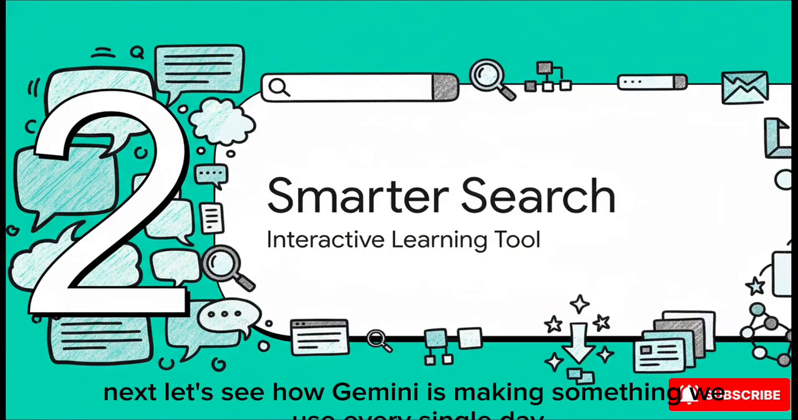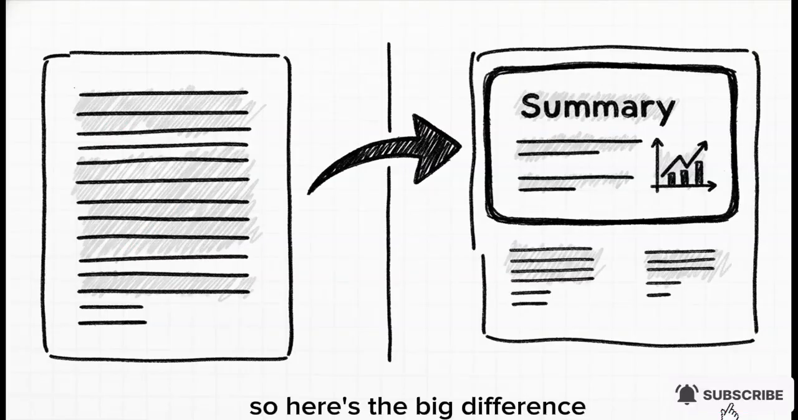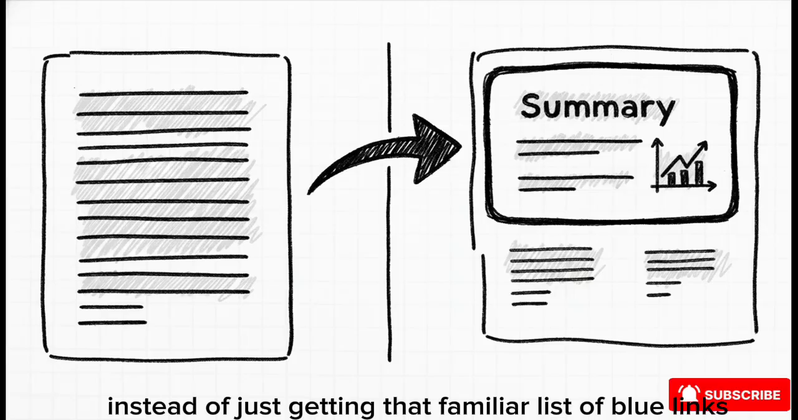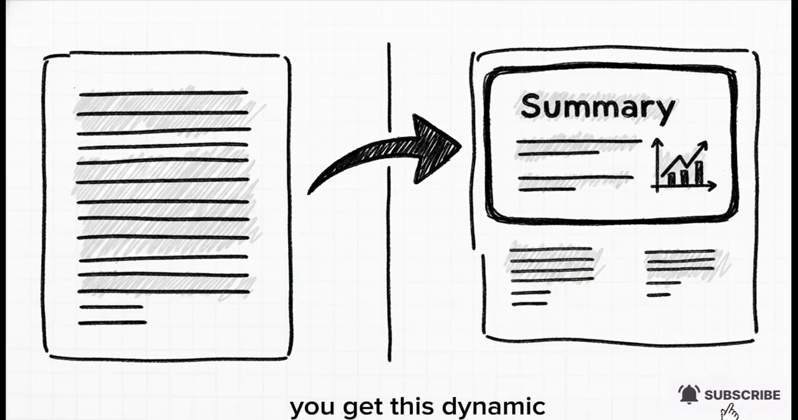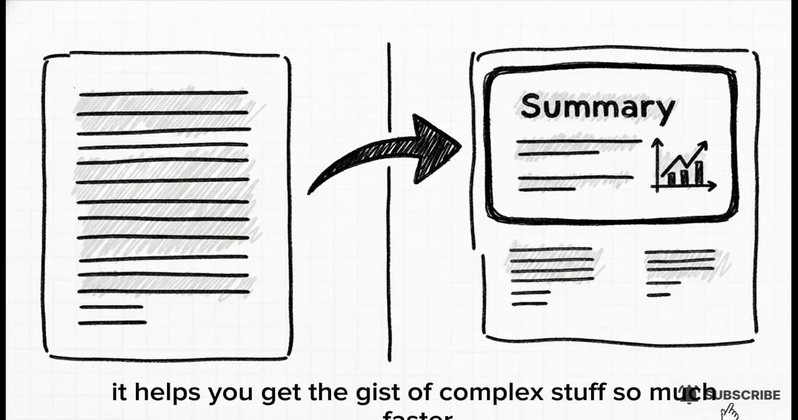Next, let's see how Gemini is making something we use every single day, Google Search, a whole lot smarter. So here's the big difference. When you're in AI mode, instead of just getting that familiar list of blue links, you get this dynamic, insightful summary right at the very top of your results. It helps you get the gist of complex stuff so much faster.